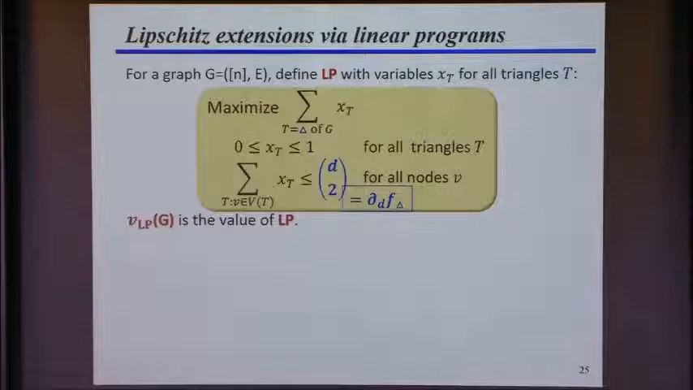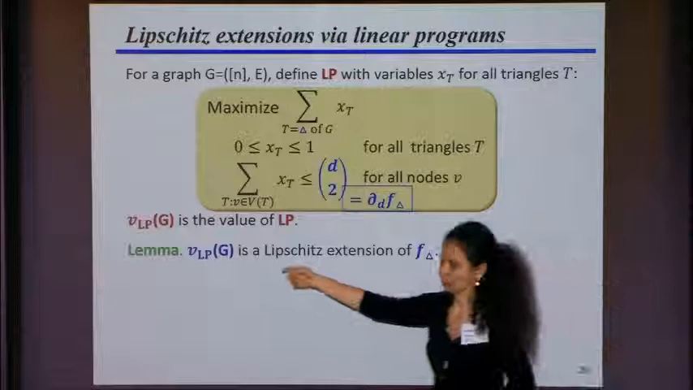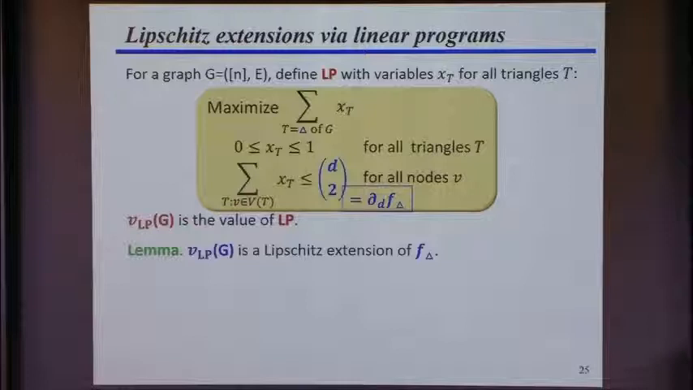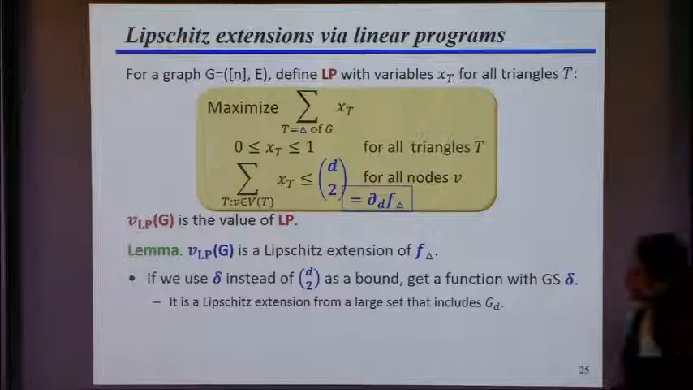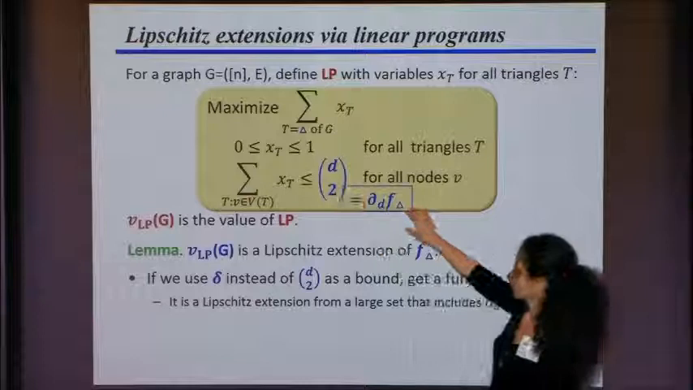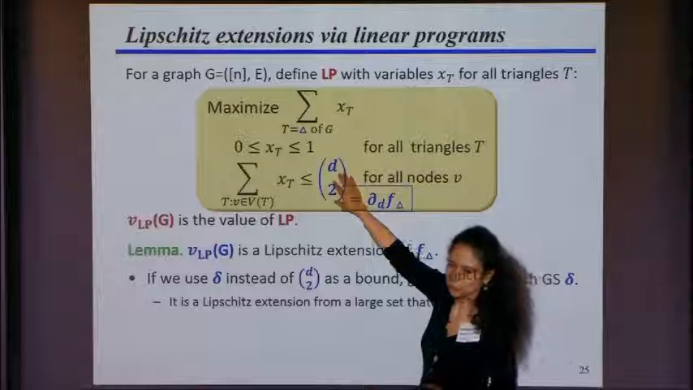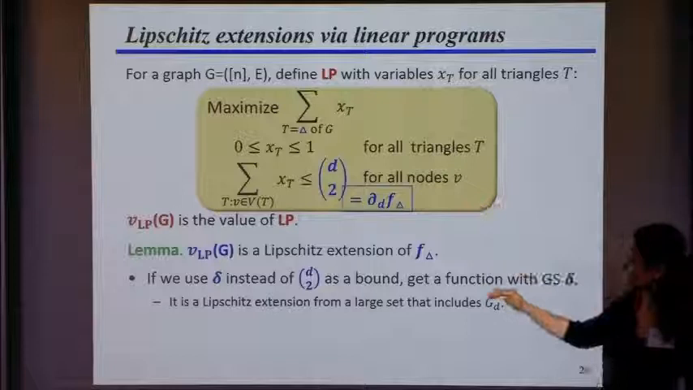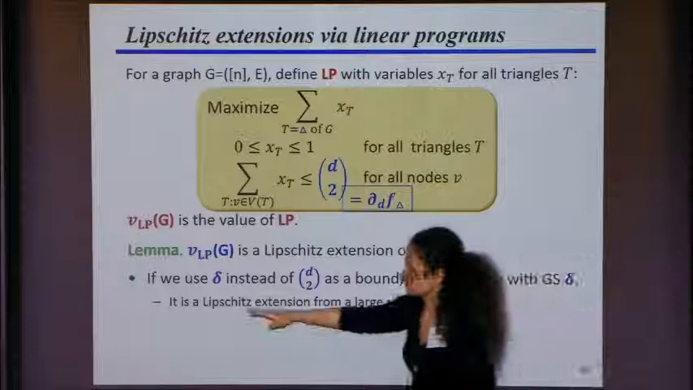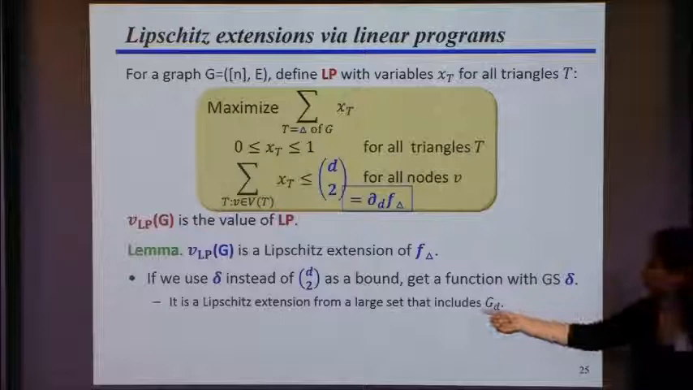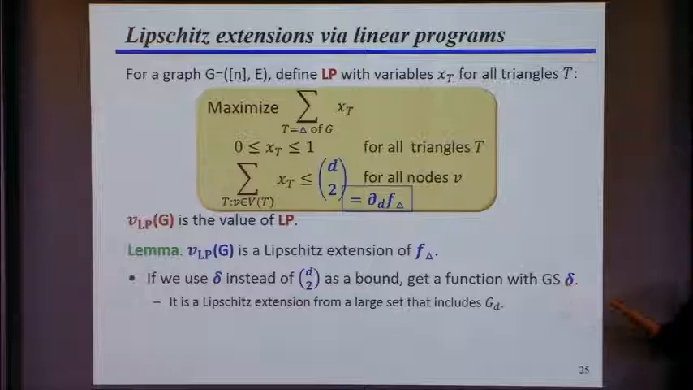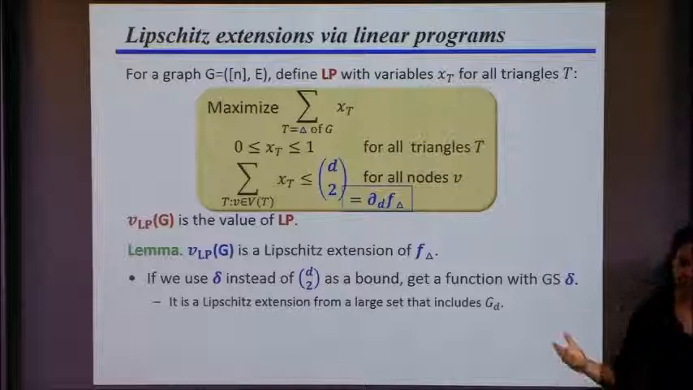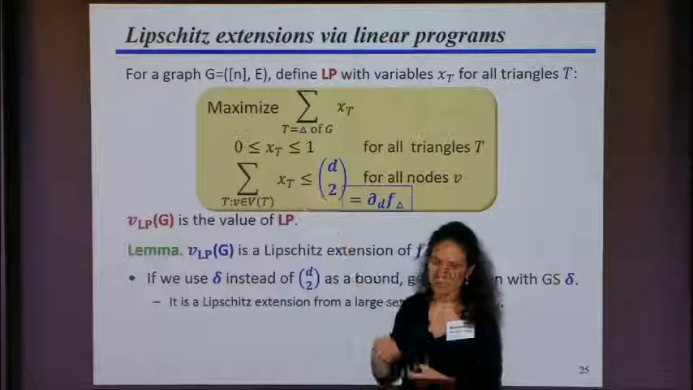I'm not going to prove this, but one can prove that this is indeed a Lipschitz extension, so the two properties that we discussed hold. A different way of thinking about it is that if we use delta here instead of d choose 2 as a bound, so it can be some other delta, then what it's going to give us is a function with global sensitivity delta. And you can think about this function as a Lipschitz extension from some set of graphs, which includes bounded degree graphs for the corresponding d, but also includes other graphs where the number of triangles that each node is involved in is at most delta.